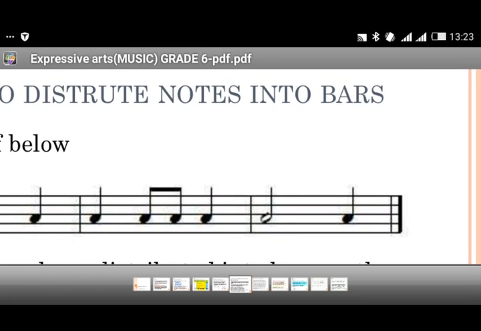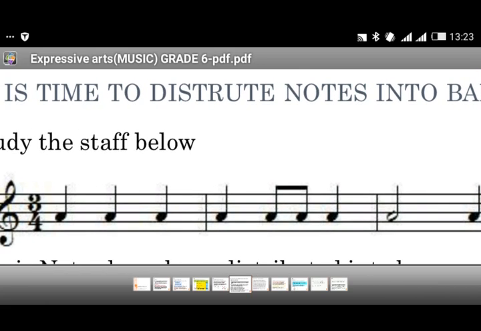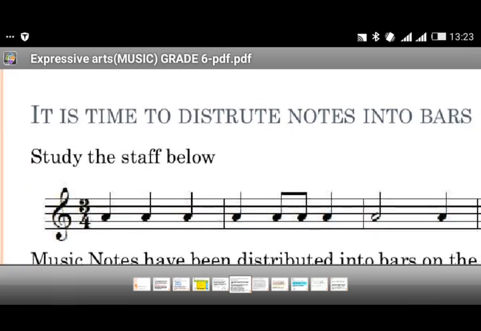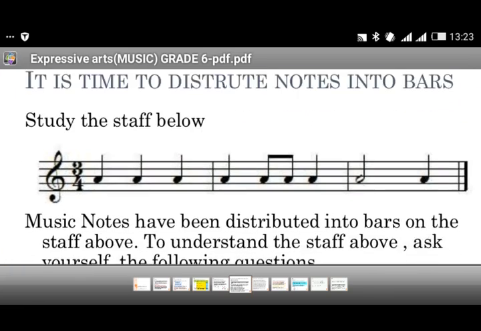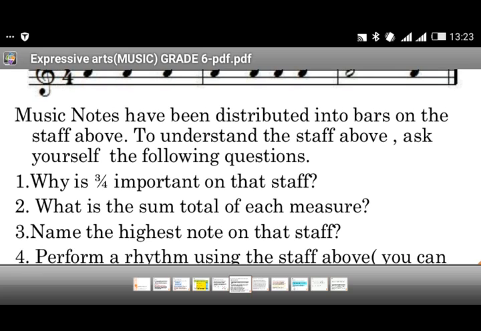Come to the last measure or bar. We have a minim here and a crotchet. A minim has how many counts? 2. Plus a crotchet which has 1 beat, meaning 2 plus 1, 3. So you have seen why this number is important, because the time signature is used to distribute notes into bars. Without a time signature, you can't know how you're going to balance or distribute these notes into bars.